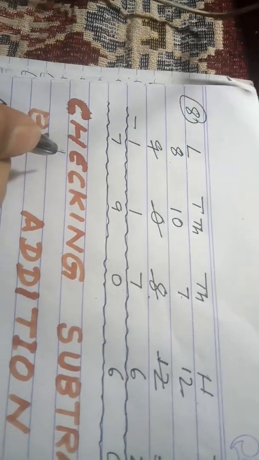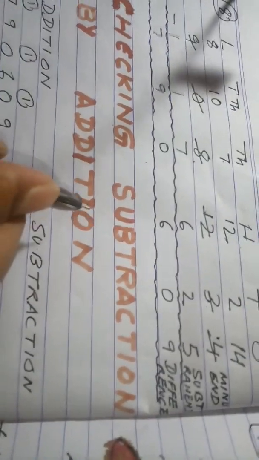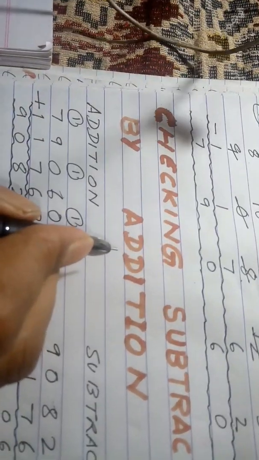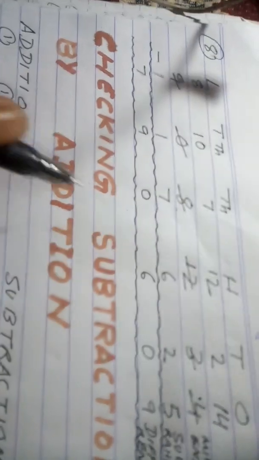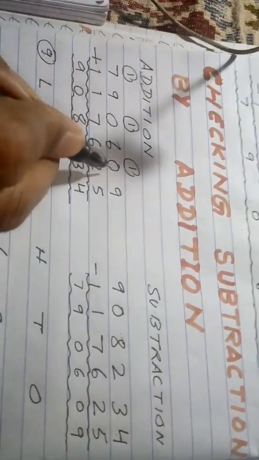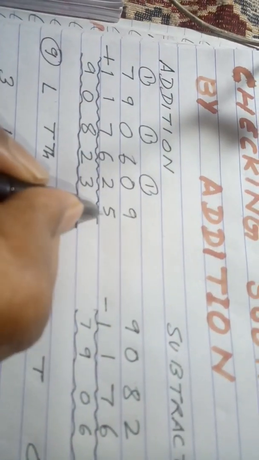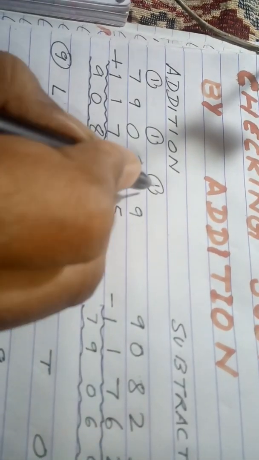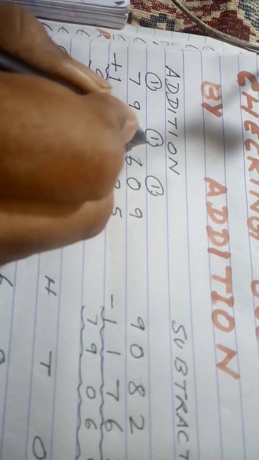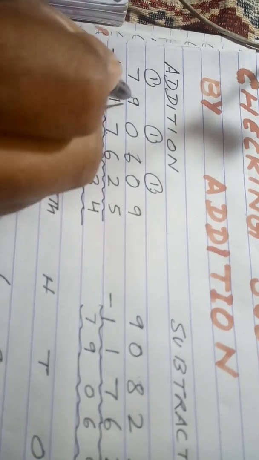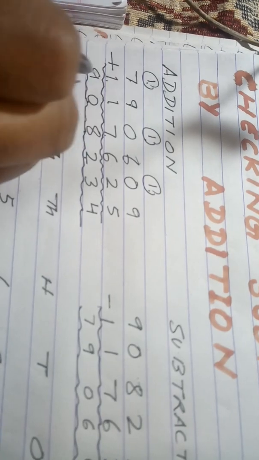We have to check our subtraction whether it is correct or not. For this we add difference and subtrahend. Difference this and subtrahend this. 9, 5, 14. 4, 1 carry, 1, 2, 3, 6, 6, 12, 1 carry, 1, 7, 8, 9, 1, 10, 0, 1 carry, 1, 7, 8, 8, 1, 9.